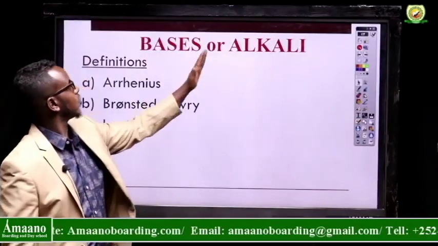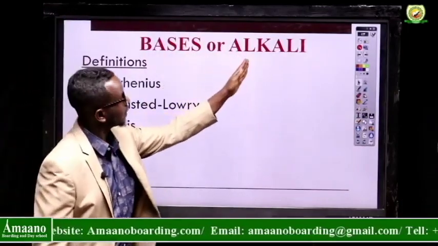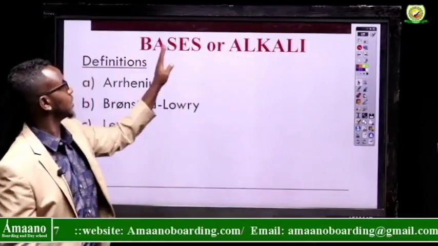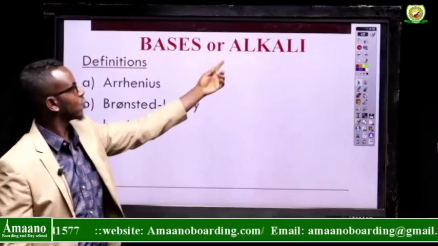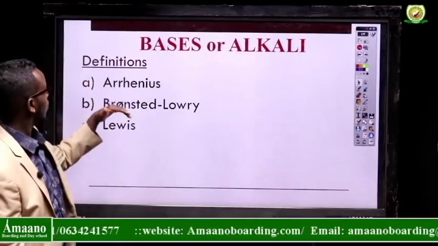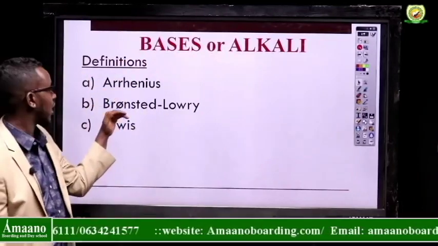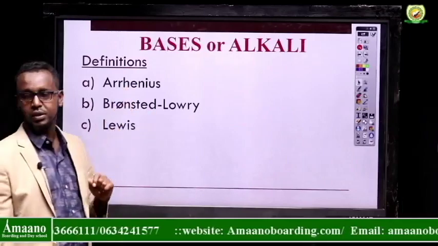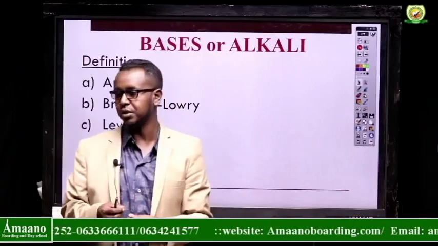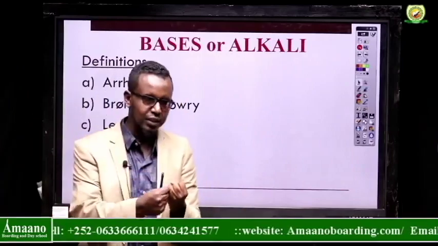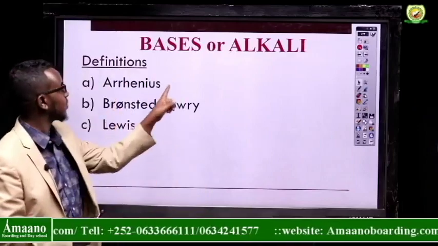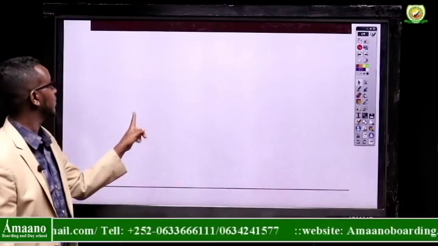Bases or alkali are similar. All alkalis are bases, but not all bases are alkalis, because an alkali is a soluble base. So we want to look at these definitions according to Arrhenius, Bronsted and Lowry, and Lewis. They divided both acids and bases. So how did Arrhenius define bases?